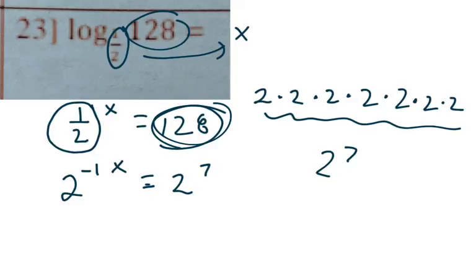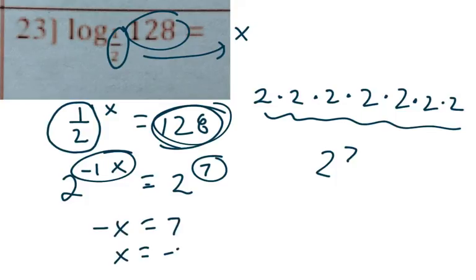Okay? But actually, we could. I'm going to show you, matter of fact. But anyways, to check our answer, let me finish it up. So do you guys agree, since we now made them both 2 powers, negative 1x has to equal 7. So if negative x equals 7, x must be negative 7, right?